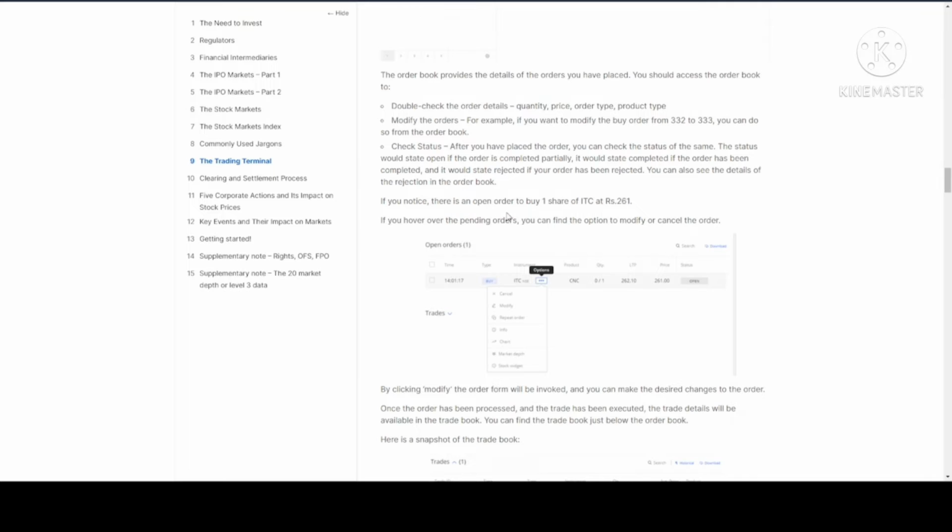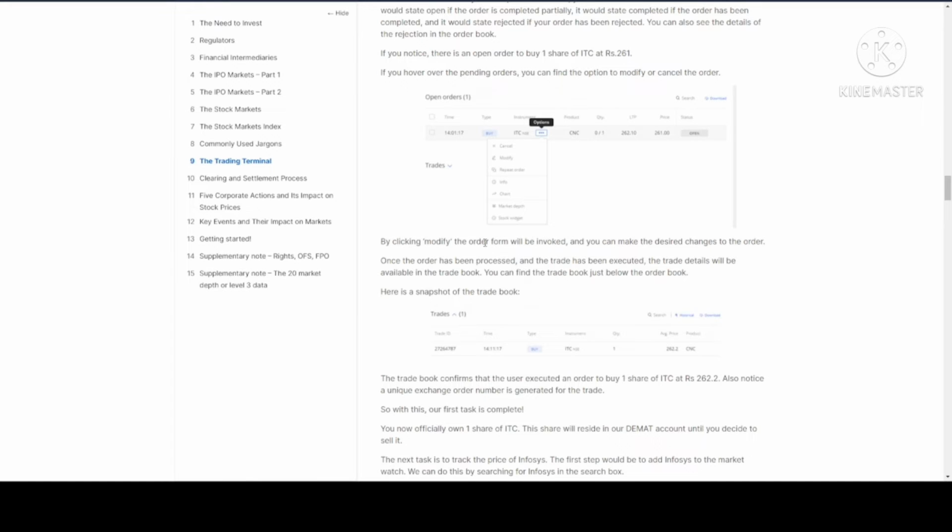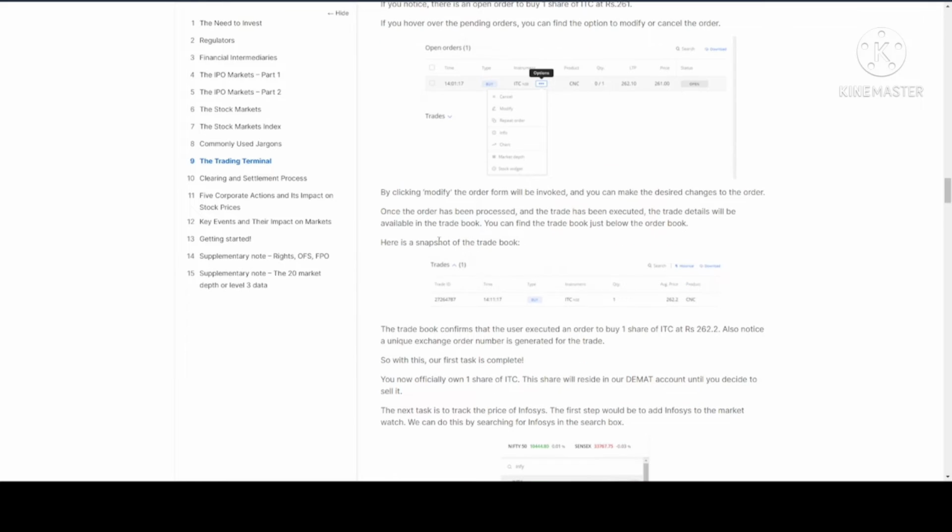If you notice there is an open order to buy, if you hover over the pending orders, you can find the options to modify or cancel the order. By clicking modify order, the order form will be invoked and you can make desired changes to the order. Once the order has been processed and the trade has been executed, the trade details will be available in the trade book. You can find the trade book just below the order book. Here is a snapshot of the trade book.